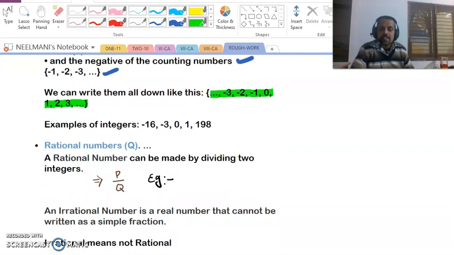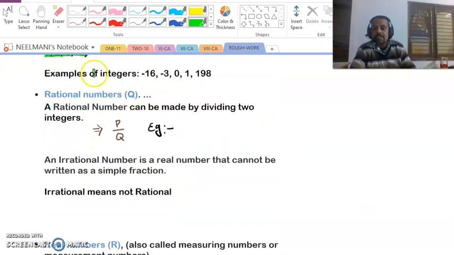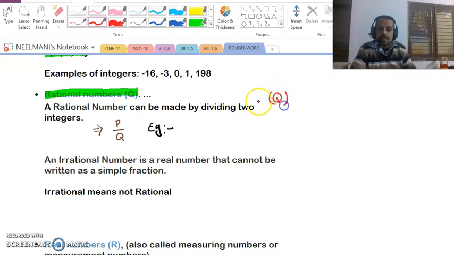The next type of number, my dear students, is called rational numbers. Remember students, the rational number is denoted by the capital letter Q. So what are rational numbers? How can we create a rational number? A rational number can be made by dividing two integers. So when we divide two integers, we can get a rational number.